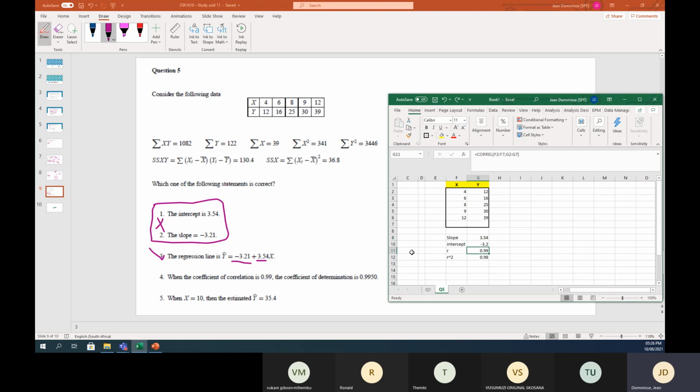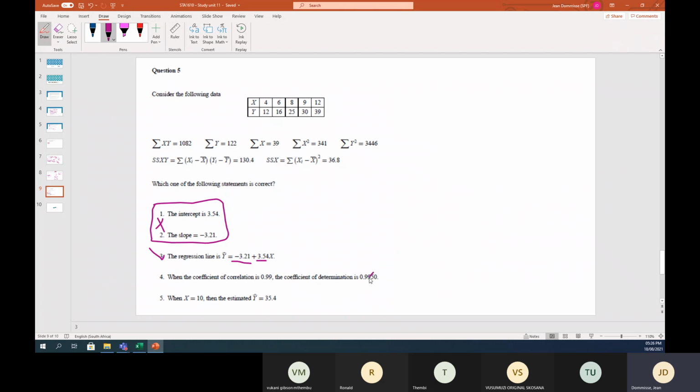Okay, so the correlation is 0.99, so that is correct. But the coefficient of determination must be 0.98 and not 0.995. So again, in the exam, if you work it out quickly, then you would nearly say it is correct, but the coefficient of determination was wrong. So that one was wrong and that one was correct.